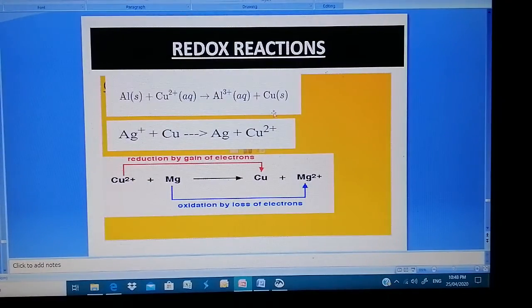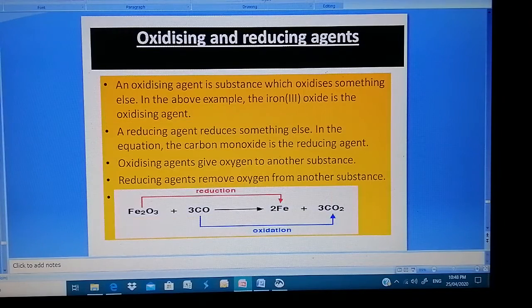You can see these examples here. In all of these, both reduction and oxidation take place. So these types of reactions are examples of redox reactions. Now, what are oxidizing agents and reducing agents?